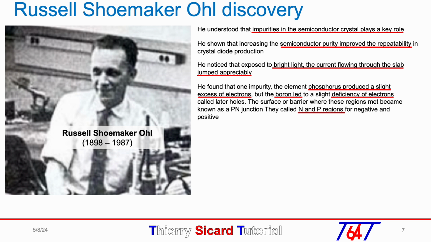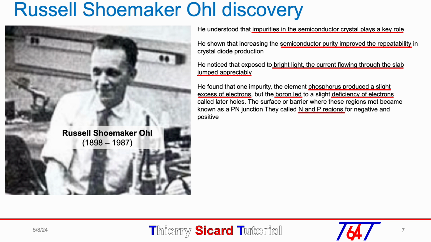One impurity, the element phosphorus, produces a slight excess of electrons in the sample, while the other, boron, led to a slight deficiency, later recognized as a lack of electrons, or holes. They called the region N-type for negative and P-type for positive. The surface or barrier where these regions met became known as a p-n junction.